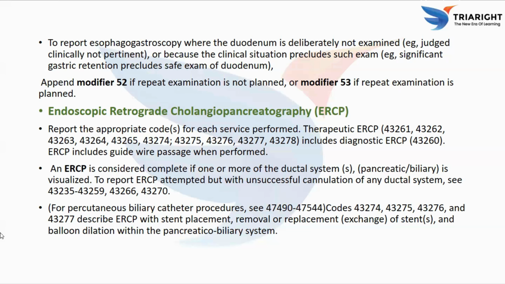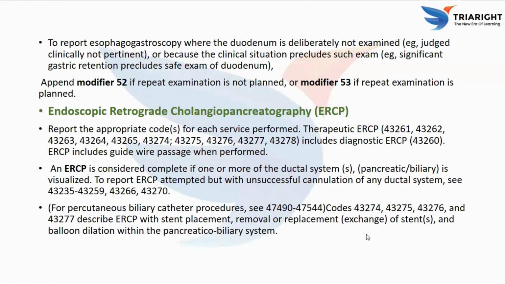Next is failed or attempted ERCP. If ERCP is attempted but cannulation fails and no duct is visualized, then you have to report unsuccessful ERCP codes such as 43235 to 43259, 43266 and 43270.